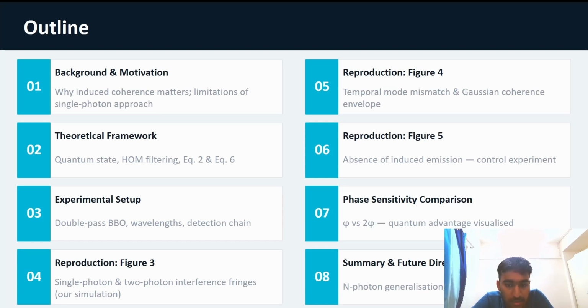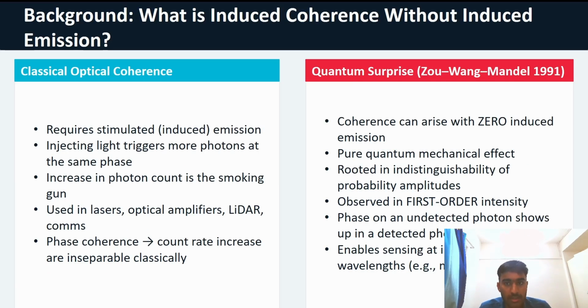So this is the outline of our presentation. I'll be covering the first two sections, which cover the background and the motivation of the paper as well as the theoretical framework. So let's start with the background. What is induced coherence without induced emission?